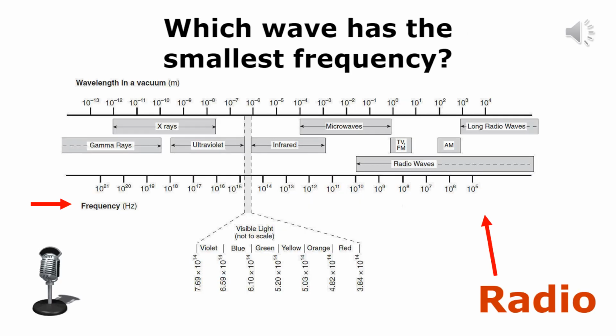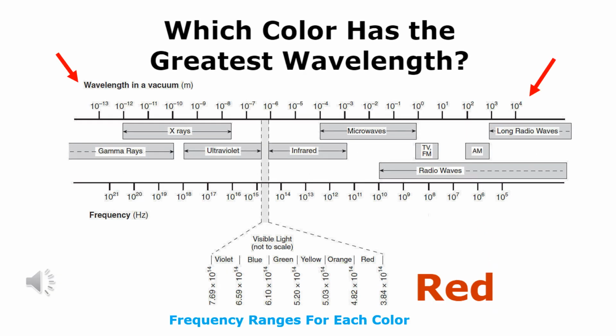If you're asked to find the electromagnetic wave with the smallest frequency, we look at the bottom of the chart. We can see that the gamma rays have the highest frequency and radio waves have the lowest frequency. Notice that this chart also gives you the frequency range for the 6 colors that make up white light.